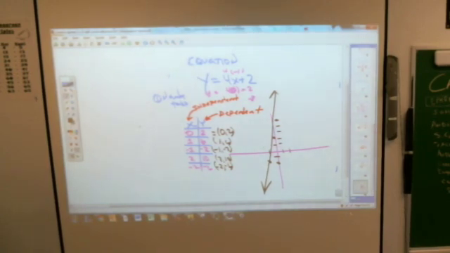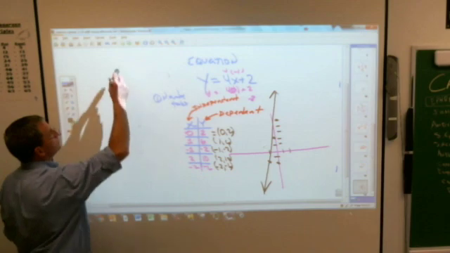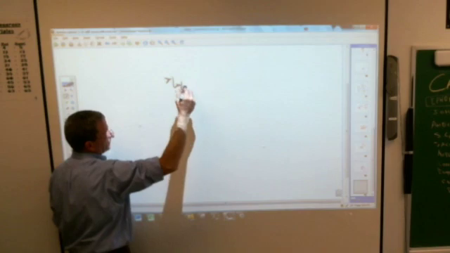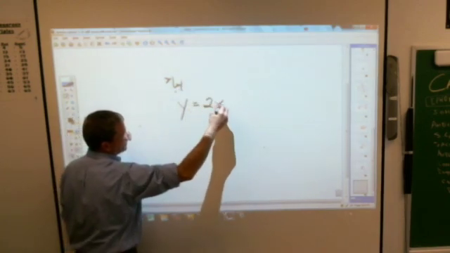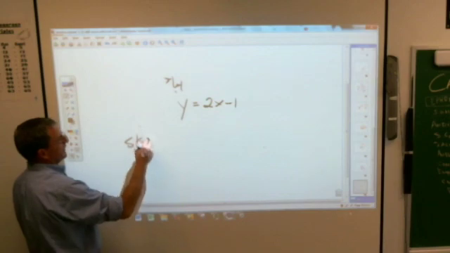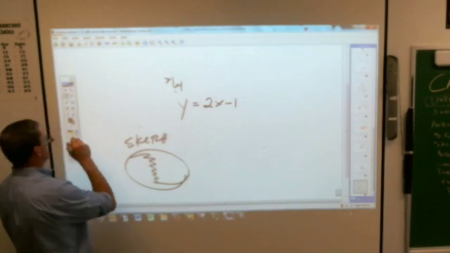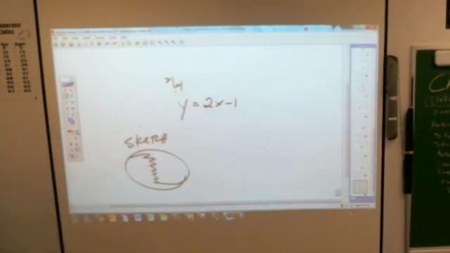I'm going to give you one. You're going to get it right. Then we'll move on. Let's just pick one. How about this one? Y equals 2x minus 1. Right now, I want you to sketch the graph of this. Sketch the graph of that. You should be done. Are we close?